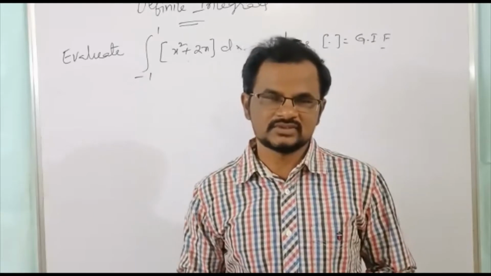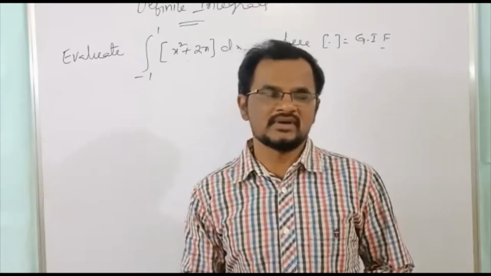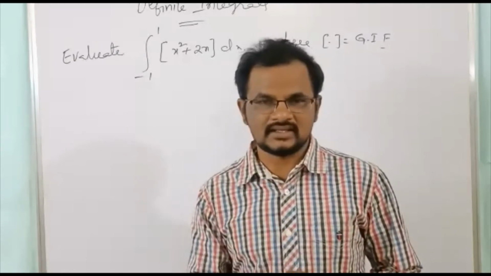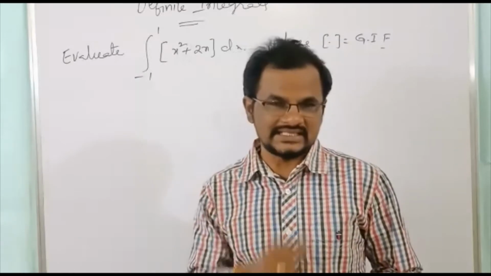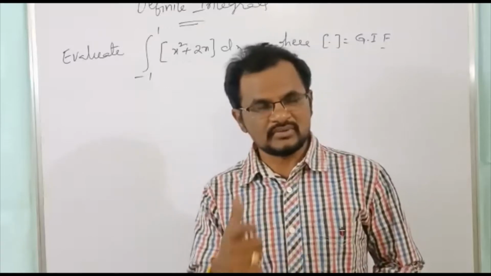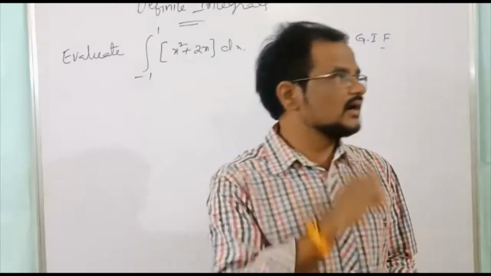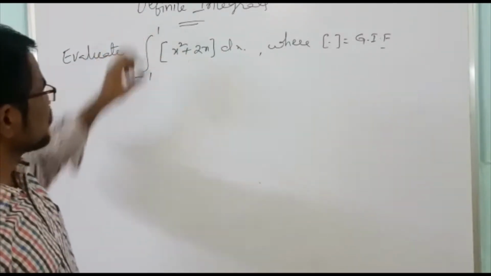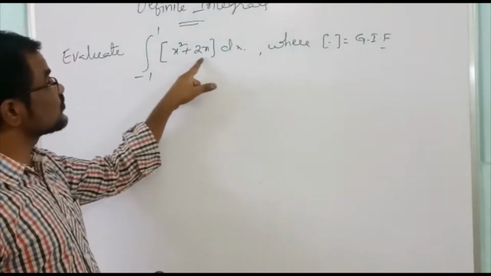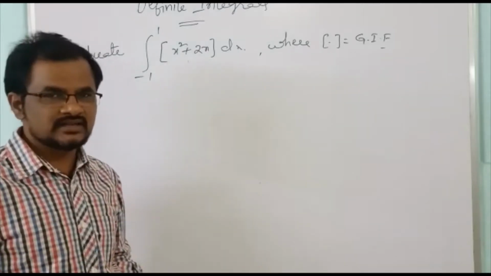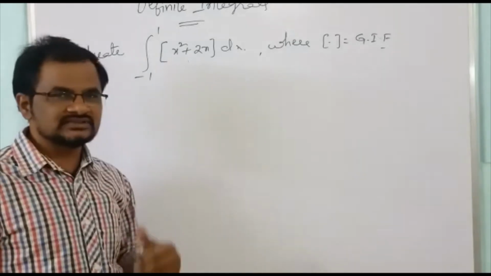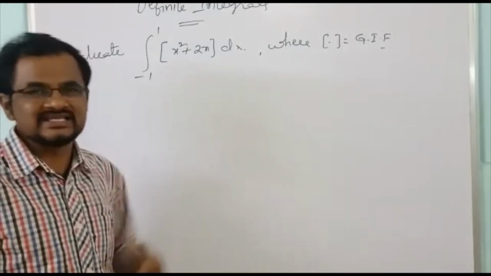In this video, we will learn some important problems on definite integrals which are involving greatest integer function. In the last video also, some of the problems we completed and this is the next problem. Integral of -1 to 1 greatest integer of x square plus 2x into dx. To do this type of problems, already we learned. If you draw the graph, then we can find the answer easily.